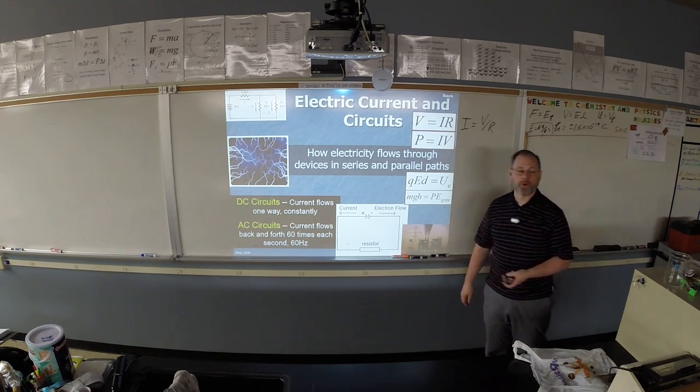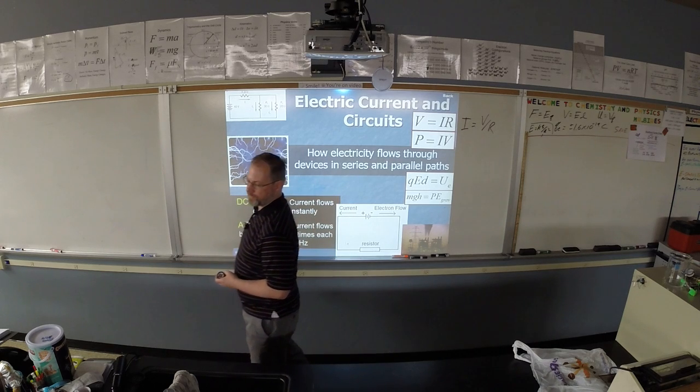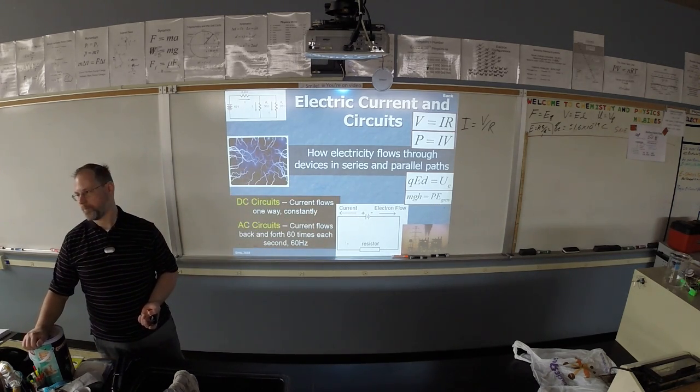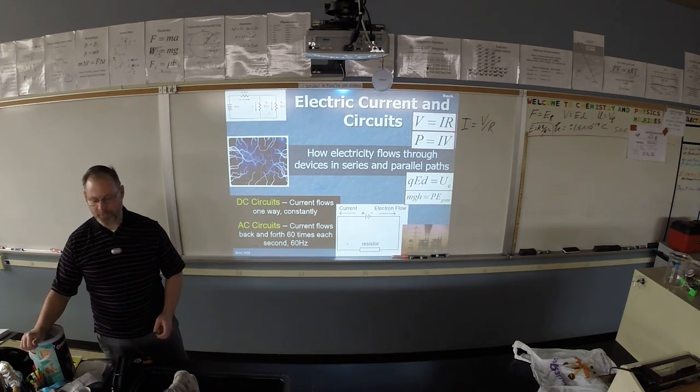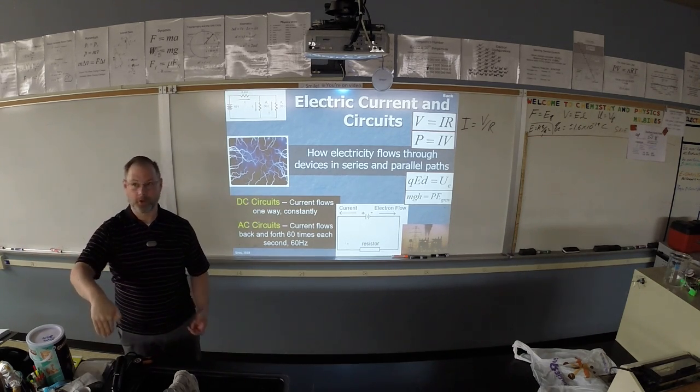Okay. So there are two types of circuits we're going to learn about: DC circuits and AC circuits. You only need to know about AC circuits. You don't have to do anything with them. Everything we're going to be doing is DC circuits. The only difference is in AC circuits, the water goes up and down on the waterfall. In DC circuits, it goes one way.